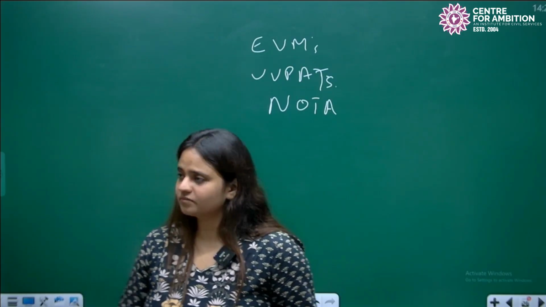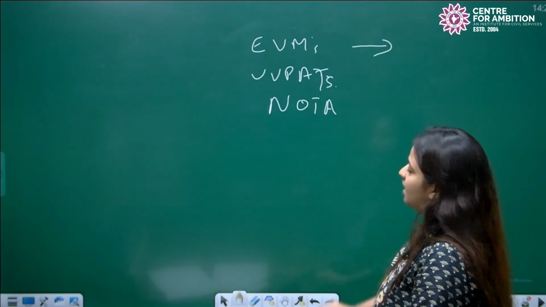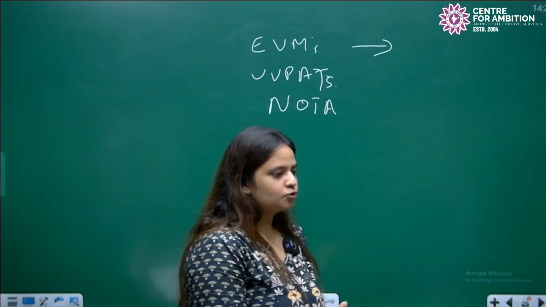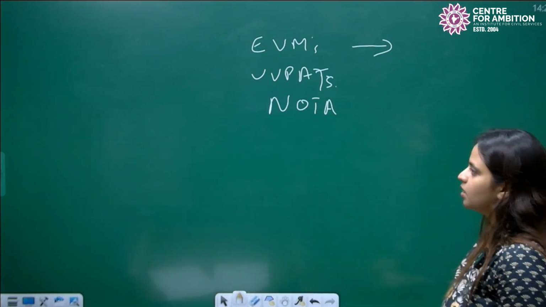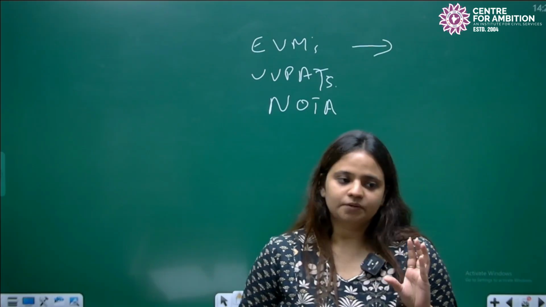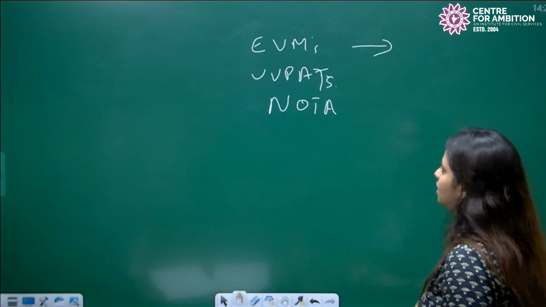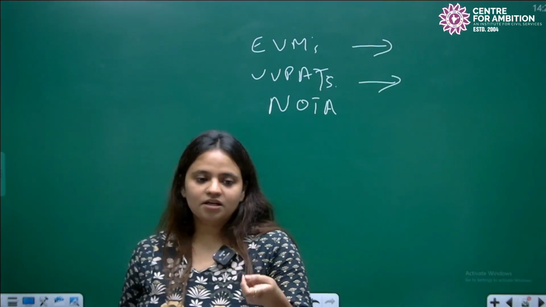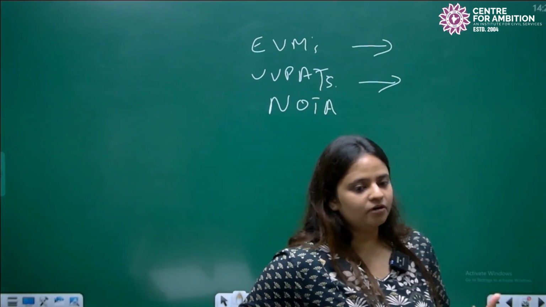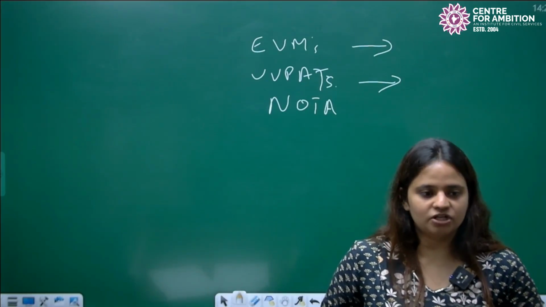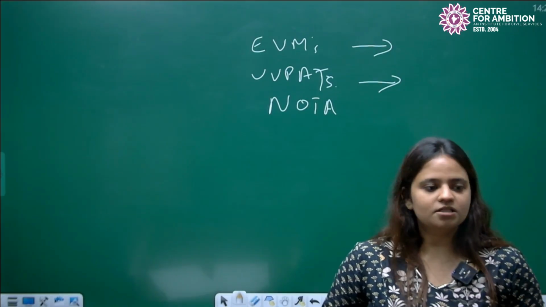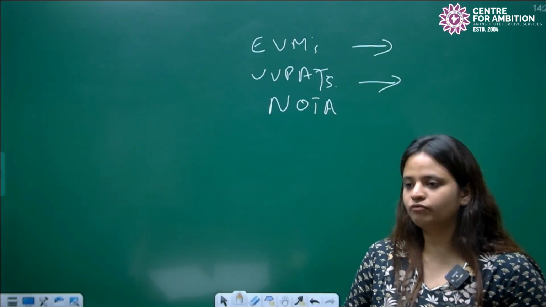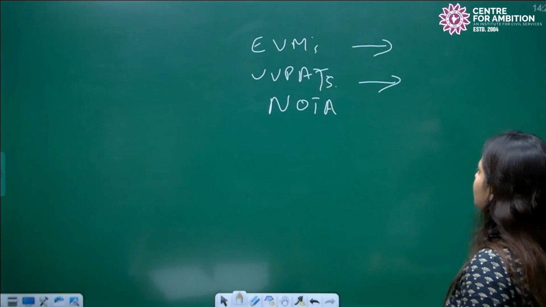Earlier we had the secret ballot paper. Earlier we used to put a stamp on the paper and we had to choose the political party. Now we have EVMs. Our votes are registered in electronic machines. Now we have VVPATs. In VVPATs, we get a receipt of whichever political party we have voted for, so that we can match that the candidate and the political party we have voted for is the same.